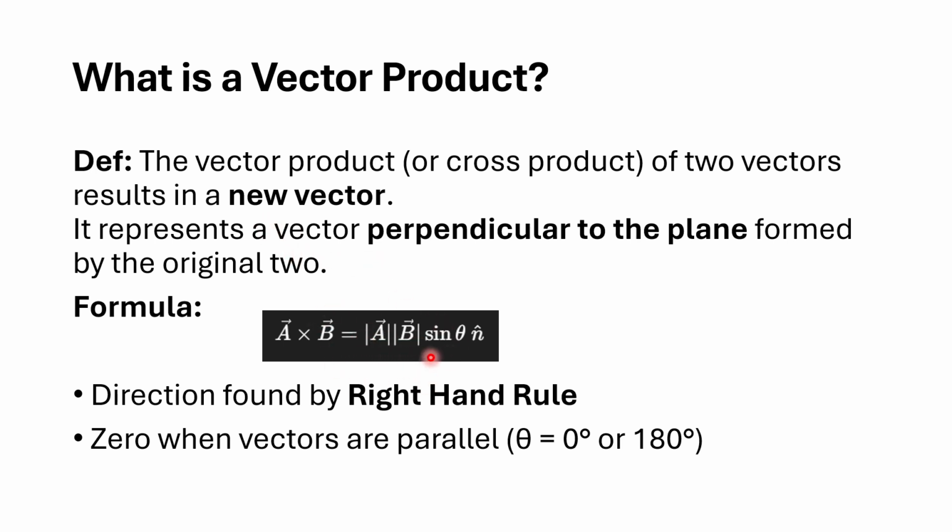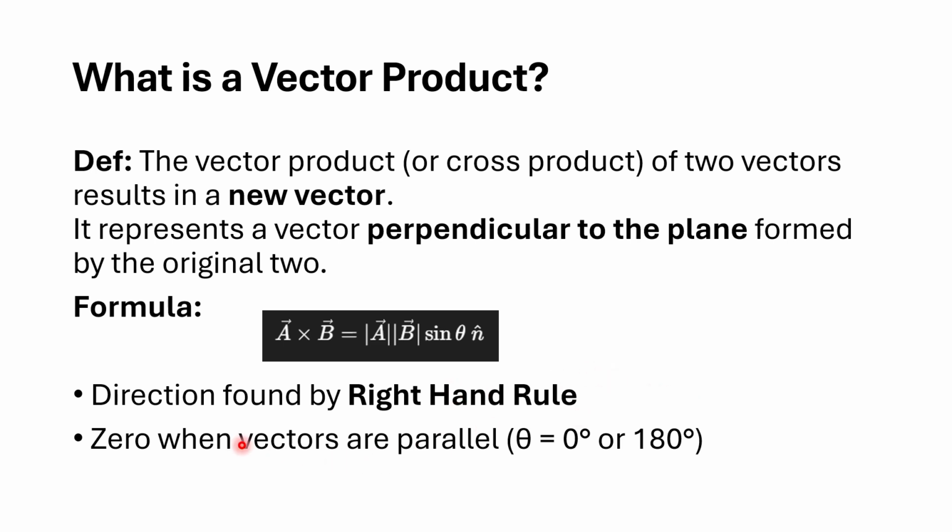So coming to this point, it always represents the vector perpendicular to the plane formed by the original two. We get the maximum response when theta is 90, because sine 90 gives us 1, and that multiplied by the rest gives us the maximum product of the magnitudes of the vectors. The direction is found by the right hand rule.